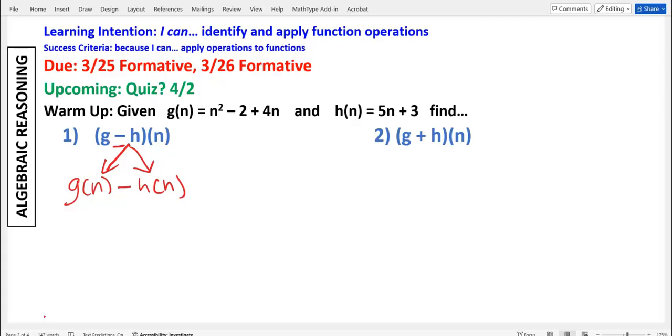All right, now, once you do that, since this is not a number, you cannot just use Desmos. Is everyone hearing me? For the part 2 formative today, you can't just use Desmos. You'll need some scratch paper to write on. So you're going to write down g of n, which is n squared minus 2 plus 4n. What goes in the middle? What's the operation? Minus h of n, 5n plus 3.